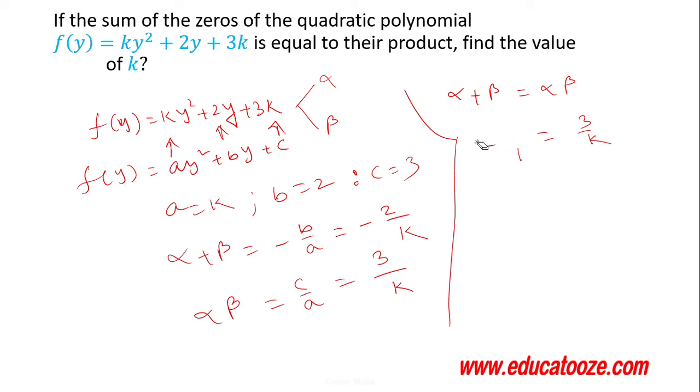Sorry, the mistake was that c was 3k. C was 3k. So k and k get cancelled, and alpha beta is 3. That means minus 2 by k equal to 3, so k equal to minus 2 by 3. So what is the value of k? K is nothing but minus 2 by 3.